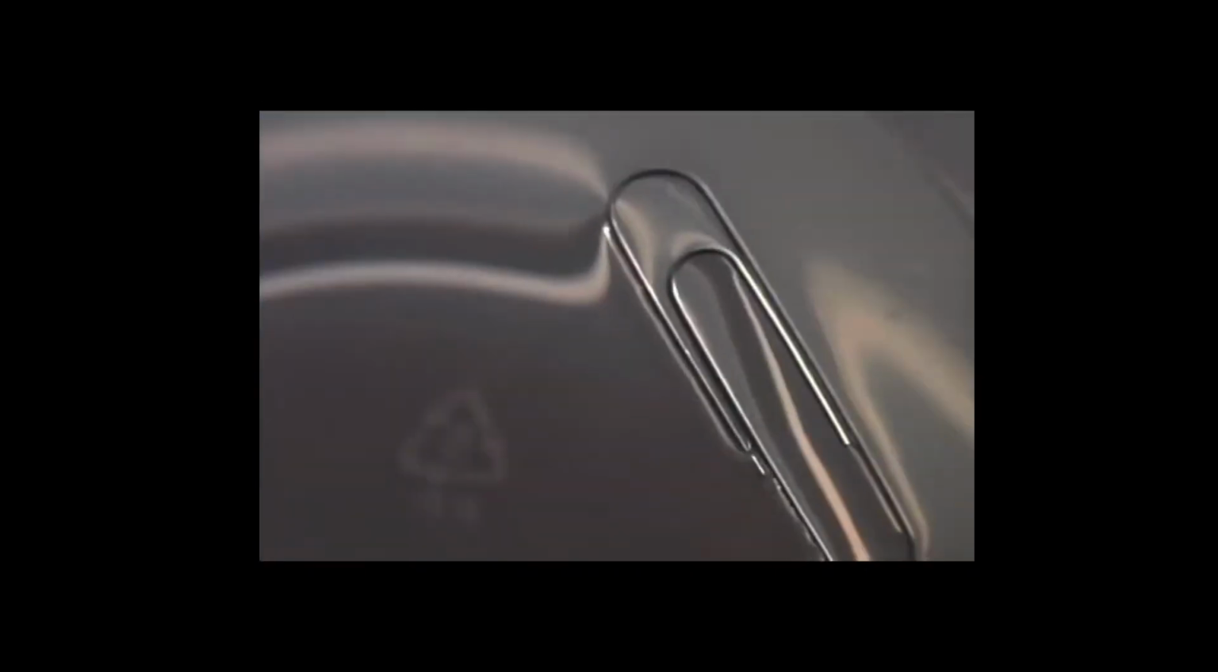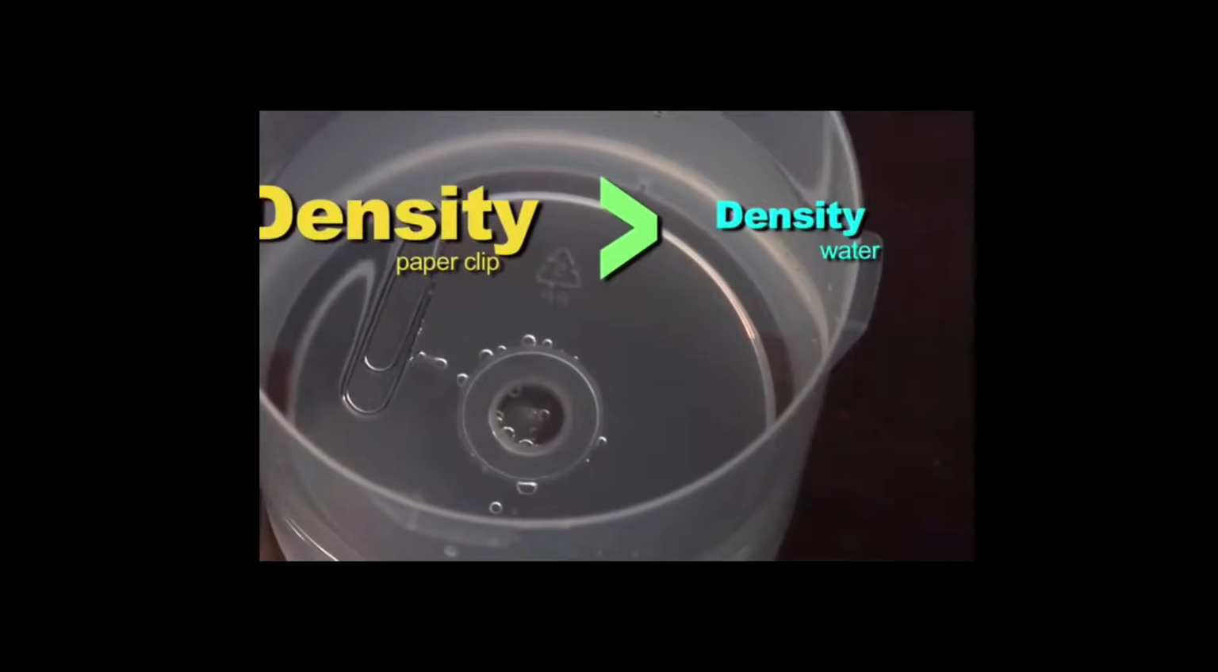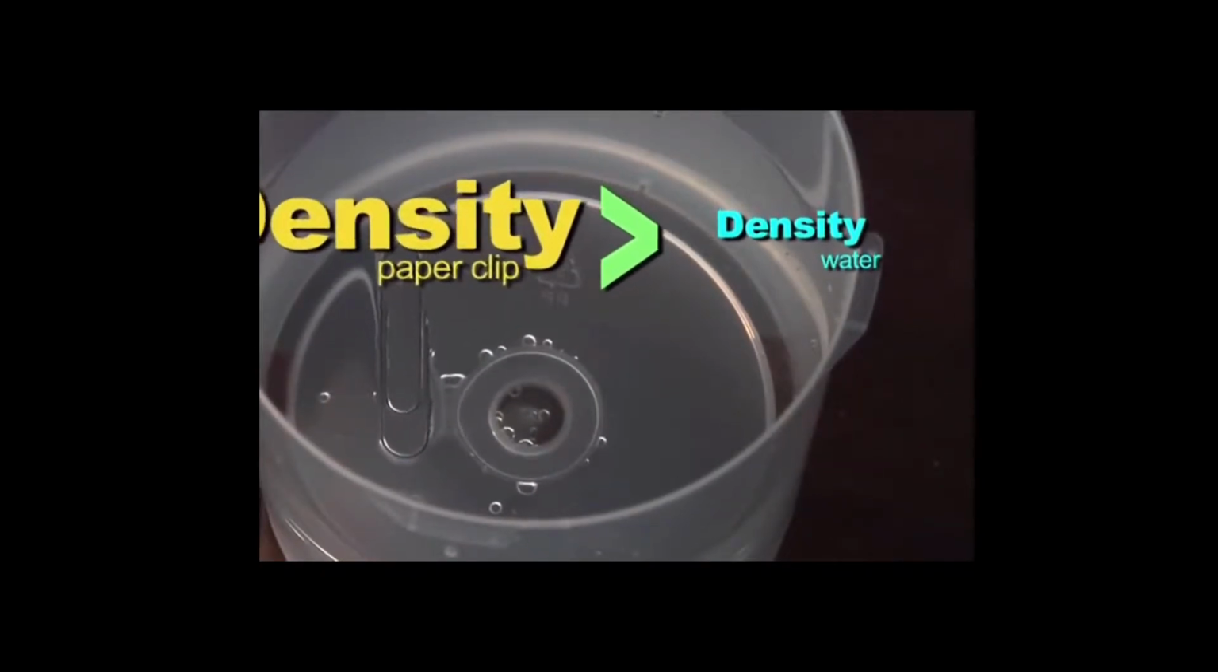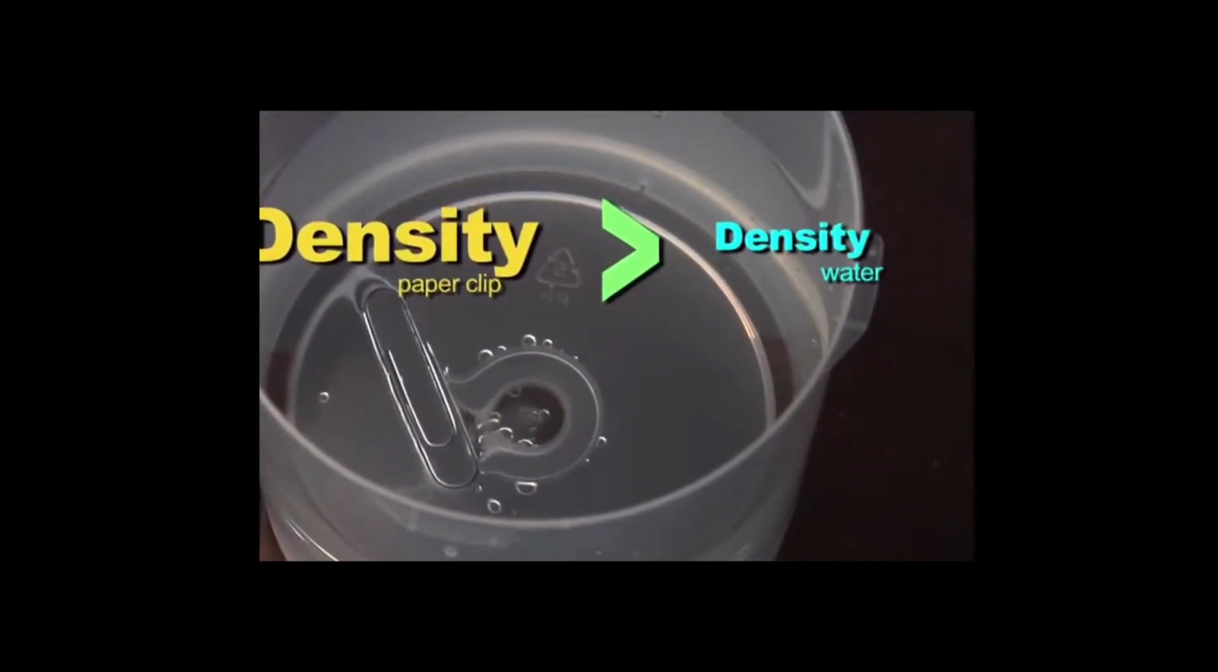Hey, you want to see something really cool? Check this out. Yep, that's a paperclip. And it's not sinking. But wait, how is that possible? The paperclip's more dense than water. And we know that if the density of an object is greater than the density of water, the object will sink, right? So why is the paperclip floating?